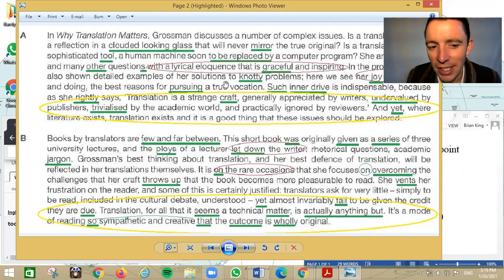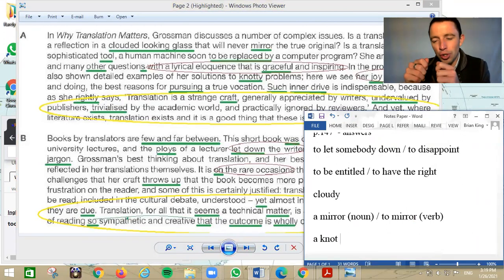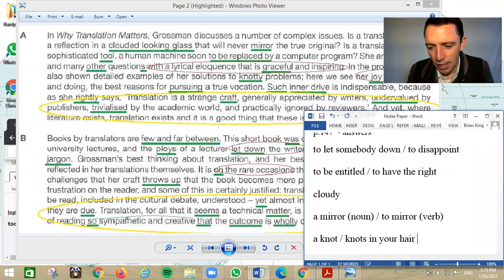Now, in the next section, they say examples of her solutions to knotty problems. So this is very proficient vocabulary. A knotty problem. So first, a knot, I think, is a nudo in Spanish. So a knot is a nudo. And it's possible in your hair. You can have knots in your hair. Okay, knots in your hair. It's possible when you get married, you tie the knot. That's an expression. When you get married, you tie the knot.